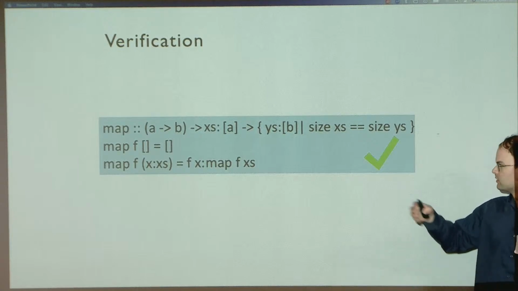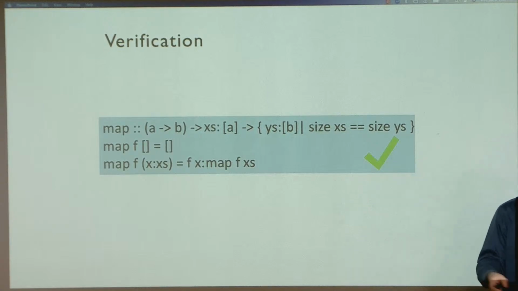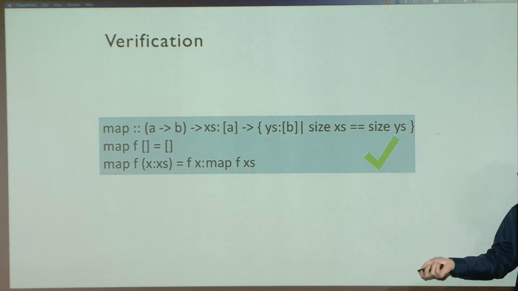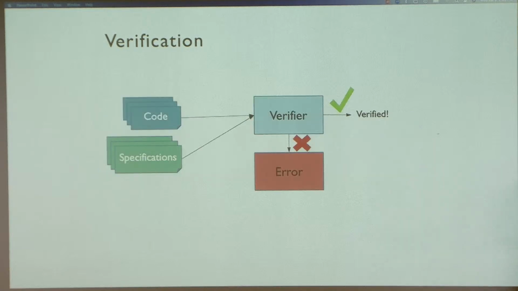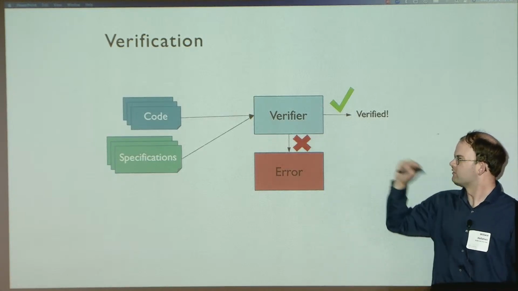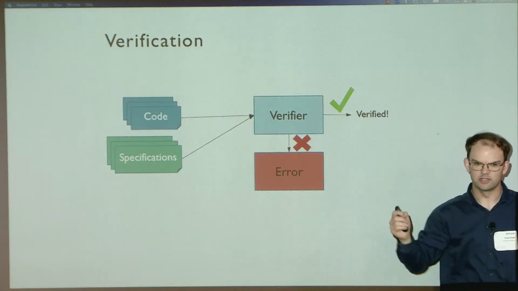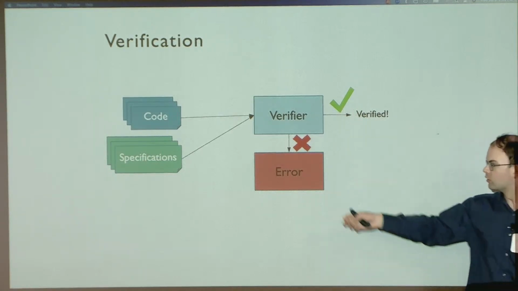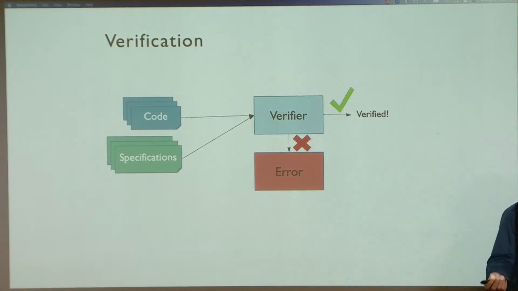So in particular, the verifier I'm going to be using in this talk as an example is Liquid Haskell. I'll talk briefly about some other verifiers later on. But this is a Liquid Haskell specification. So this is a very simplified picture of what the verifier is doing, right? We're taking code, we're taking specifications, and then the verifier is either telling us, yes, the code and the specifications match, or no, you have some kind of error.